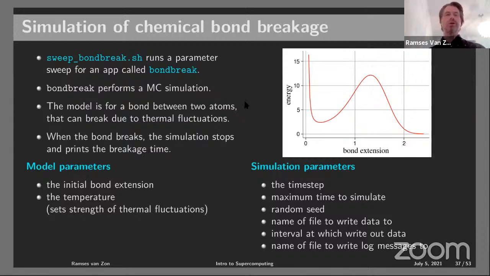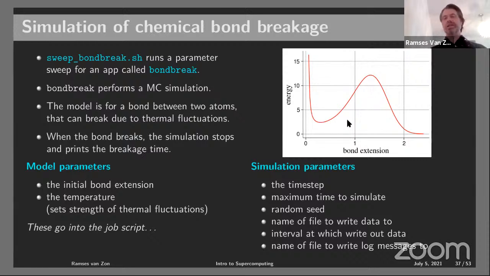So that describes bond break, the application. And you would put these parameters in your script. Or sometimes an application might take an input file and you put it in the input file. So the difference between out and log here is a little bit arbitrary. But the output is going to be the bond extension as a function of time. So say it starts at one, then at time zero it'll say one, then there's another row that will say at time delta t further, whatever the time step is, it might be at 1.2, etc.